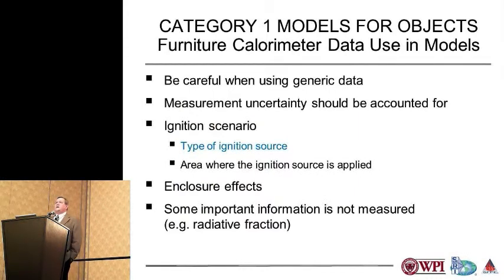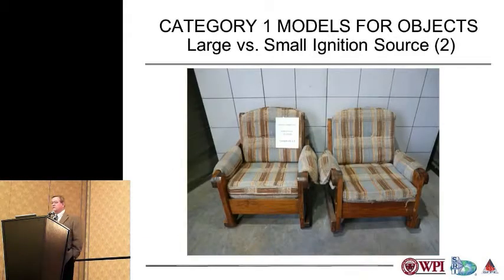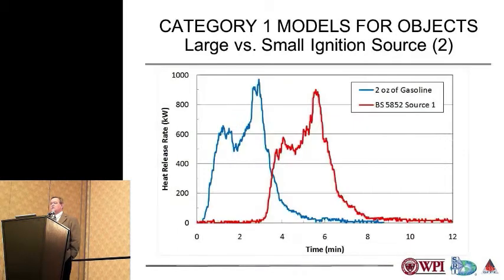More important even is the way the item was ignited. There is some uncertainty regarding that. The type of the ignition source is an important parameter, and where the sofa was ignited is another important parameter. This shows an example here of two used one-seat sofas that we tested. In one case, we tested the sofa with 2 ounces of gasoline distributed across the seat cushion. And in the second case, the red curve, we used a small ignition flame, a gas flame.